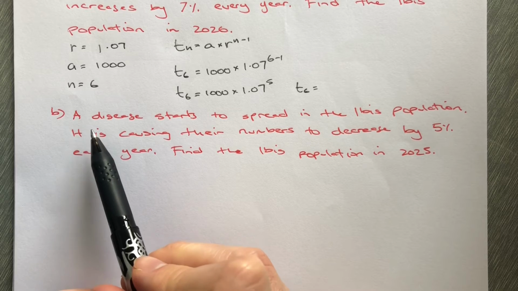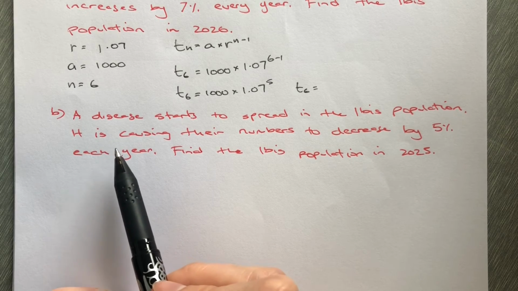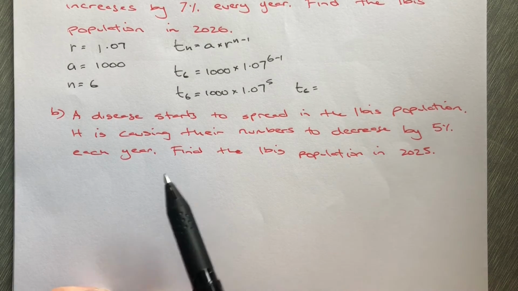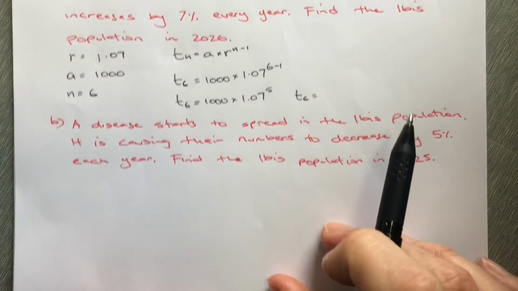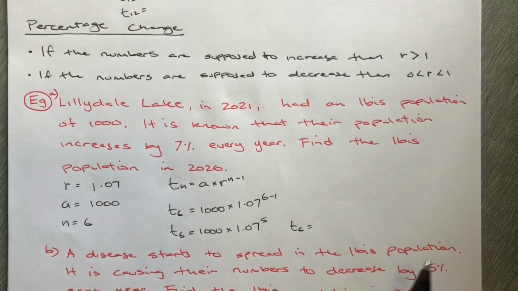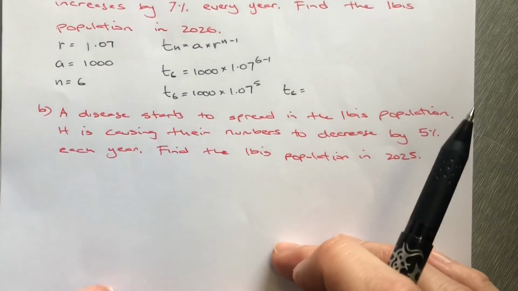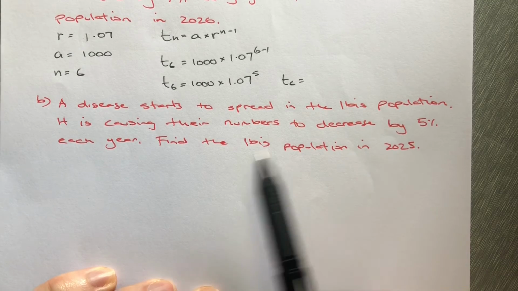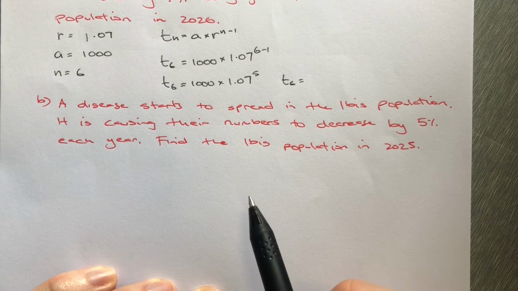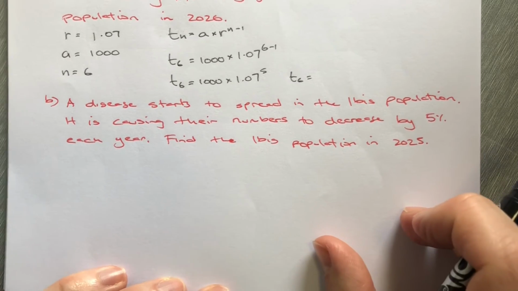It's saying a disease starts to spread in the ibis population, the population that we were talking about earlier. It is causing their numbers to decrease by 5% each year. So up here we were increasing, now we're decreasing. If we're decreasing, our R value needs to be between 0 and 1. So again, let's start again. A disease starts to spread in the ibis population. It is causing the numbers to decrease by 5% each year. Find the ibis population in 2025.